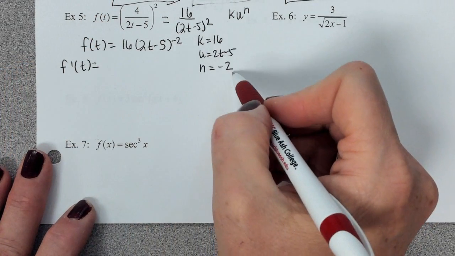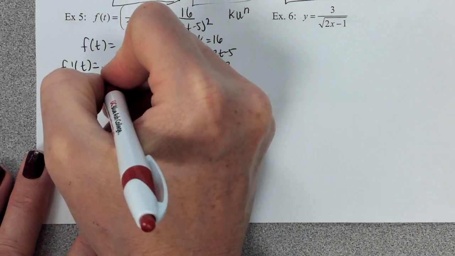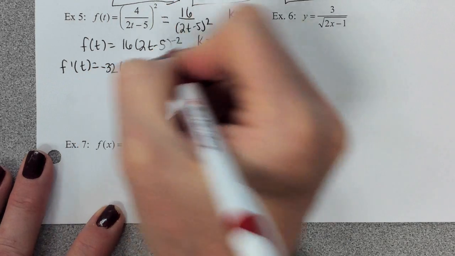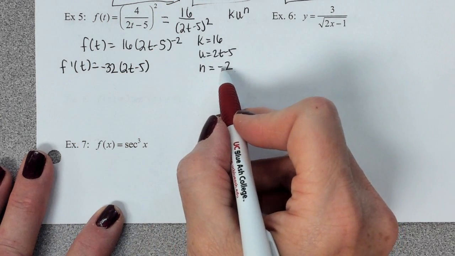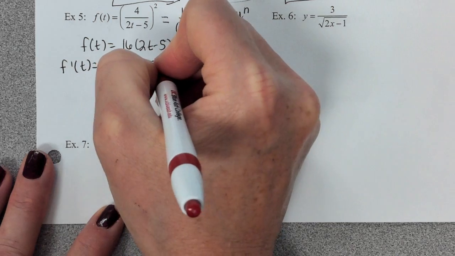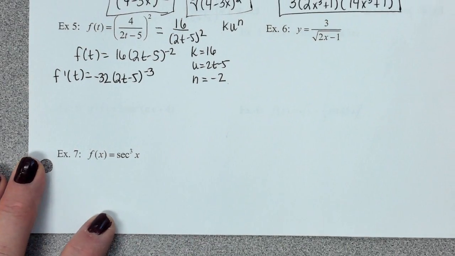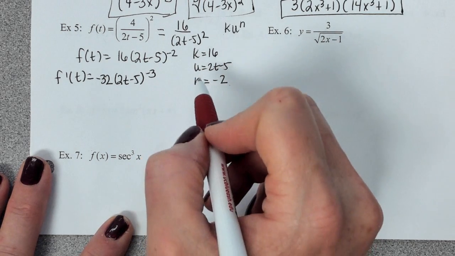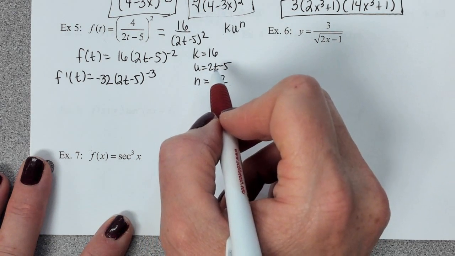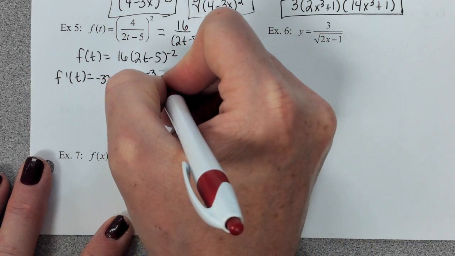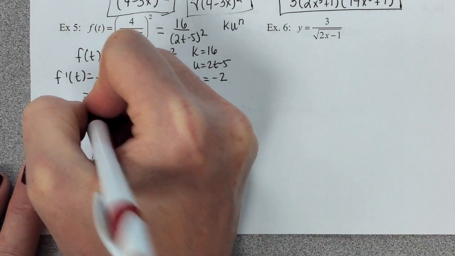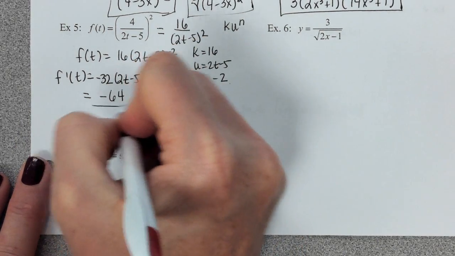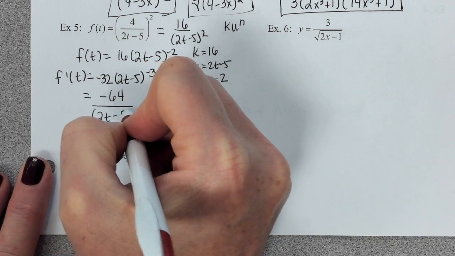So we have to do k times n, u to the n minus 1. Negative 2 minus 1 is negative 3. And then we have to do times u prime. Don't forget that. Guys, that's the most common thing, people forget to do times u prime. So u prime is going to be 2. So now I'm going to have negative 64, and then to make that a positive exponent, it's going to go to the bottom.